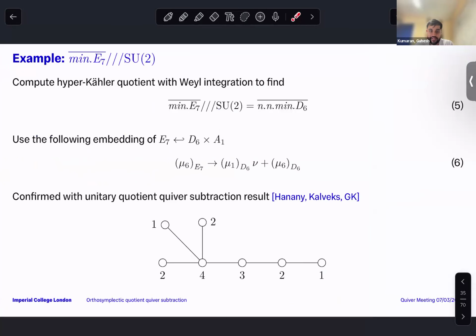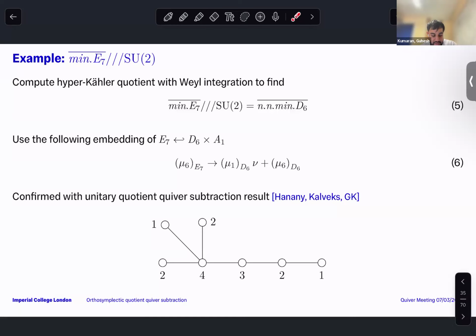Okay, so now I just have a bunch of examples to show you how this thing works. The first few I'll show you will be verified from unitary quotient quiver subtraction as well, and then I'll show you an example which you couldn't get from unitary quotient quiver subtraction. Okay, so I'll start with minimal E7, which is possibly a strange place to start, but we'll see why.